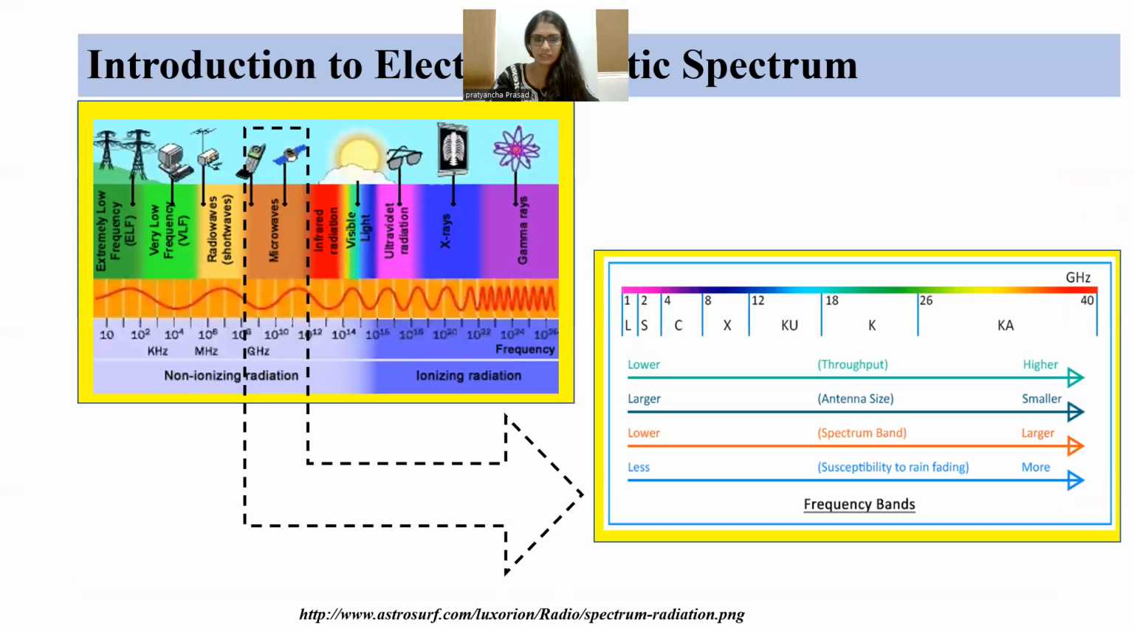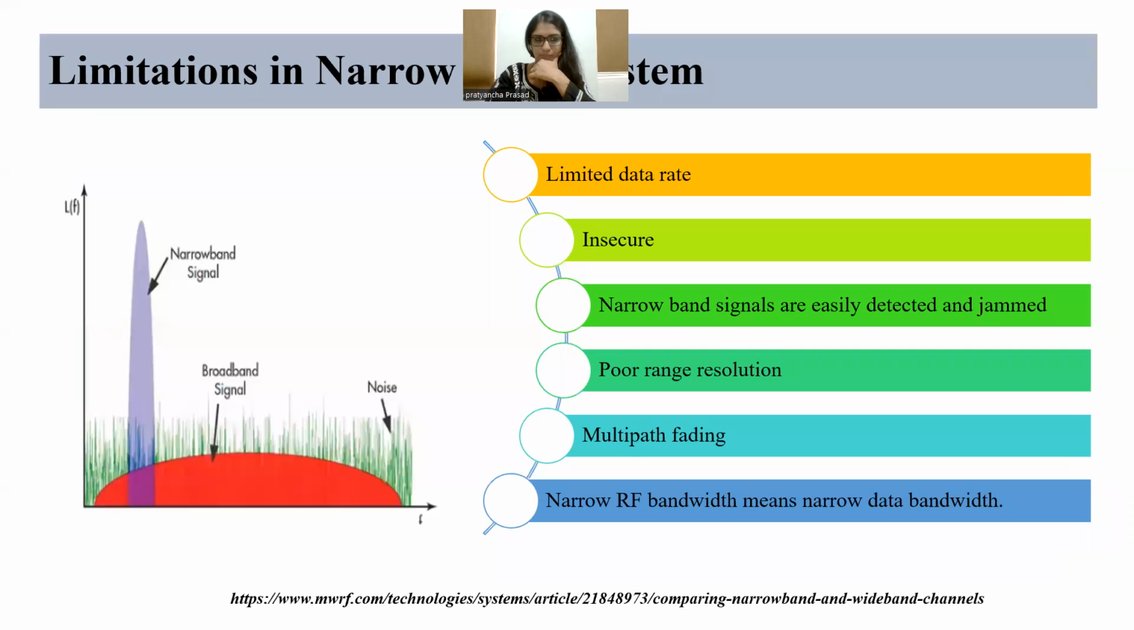So this is basically the electromagnetic spectrum. We are working basically on the microwave band, ranging from 300 megahertz to 300 gigahertz. In the microwave band, there are a number of sub-bands, specifically from L to K band. Now we'll mainly focus on the limitations of narrowband.